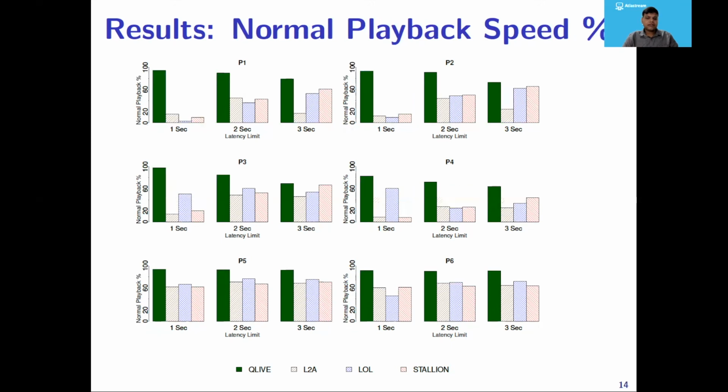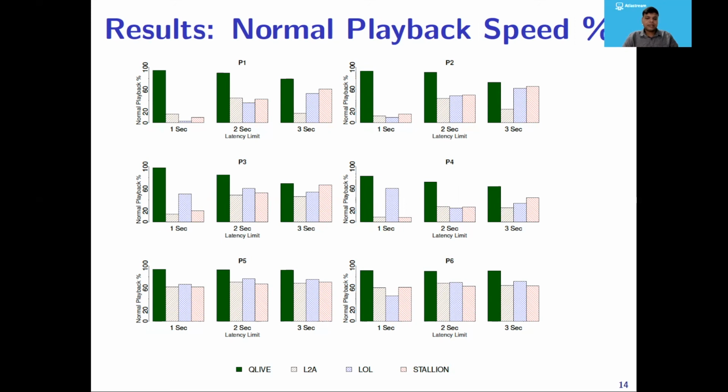In the next result, we have compared the percentage of the total time for which a method chooses to play at the normal playback speed. This is to check if any methods have manipulated the playback speed too often to reduce the latency. Here we can see that QLive chooses to play at the normal speed for a much longer duration than the other methods, even though it has the minimal latency, as shown in the previous slide.